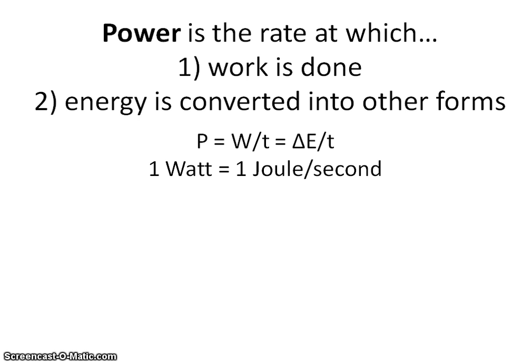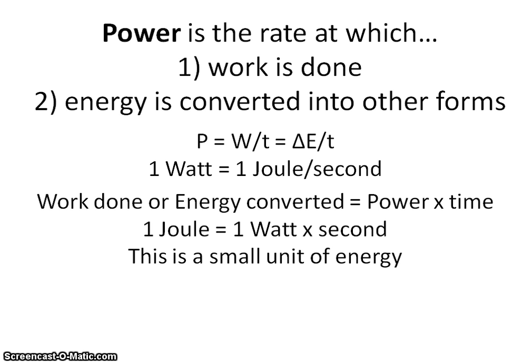So we're going to start with our definition of power. Power is defined as work over time, but it can also be defined as the rate of energy change over time. And so you've got the formulas there. Either one is correct. And the unit that we used for power was the watt. And a watt is defined as 1 joule per second. So hopefully this sounds familiar.